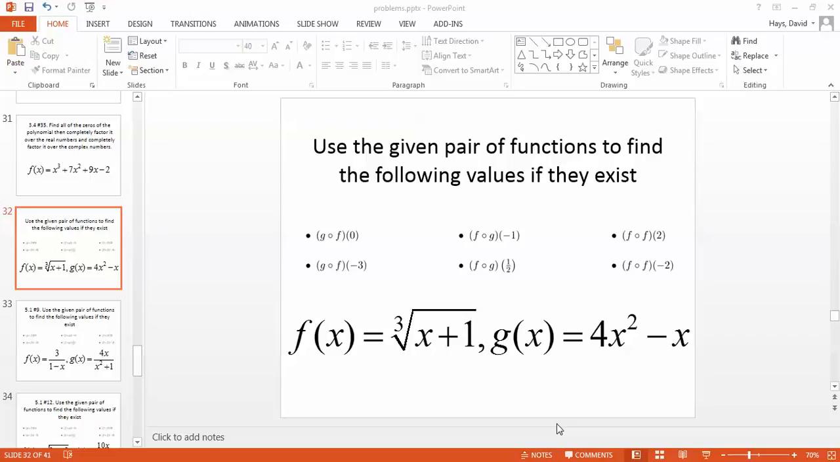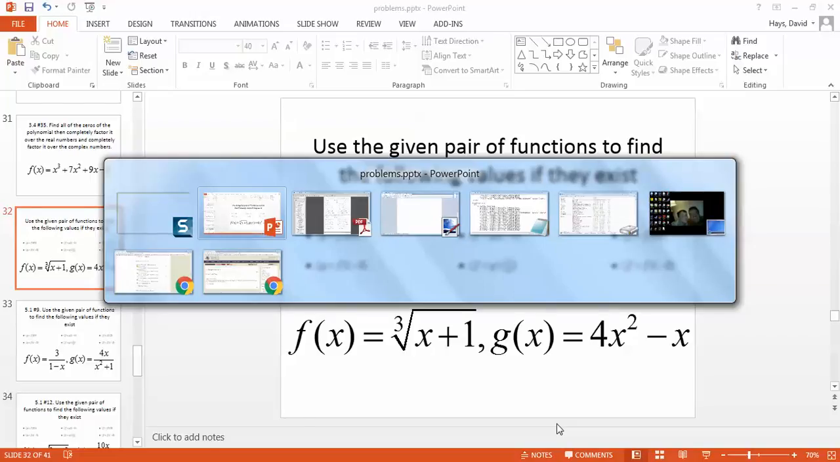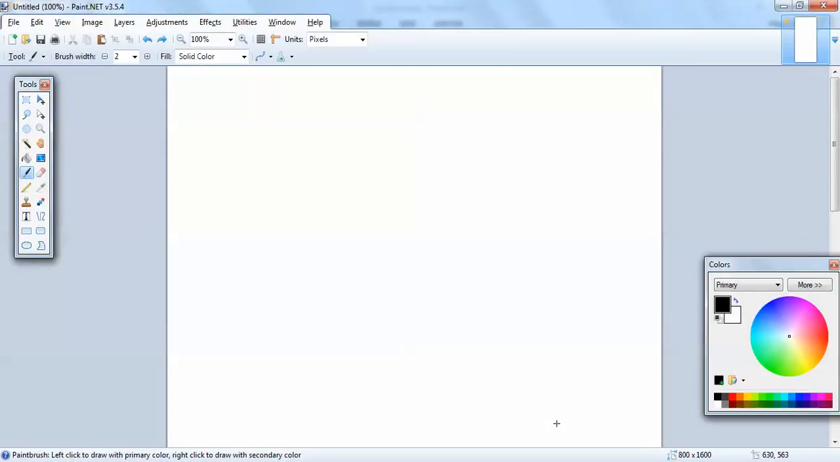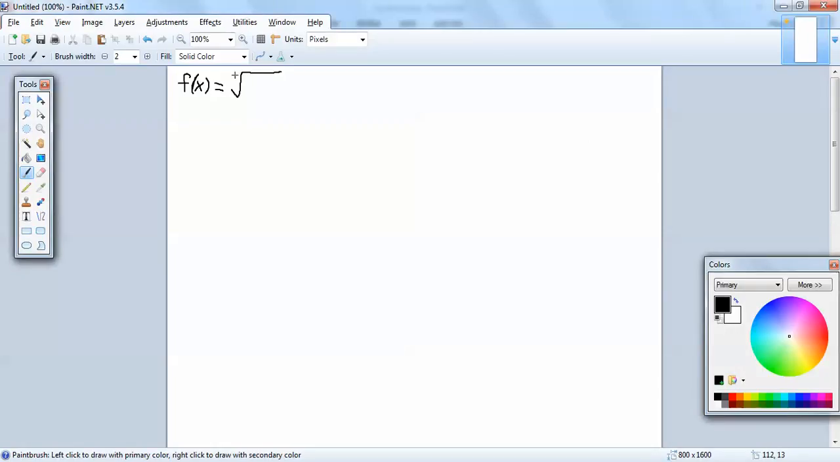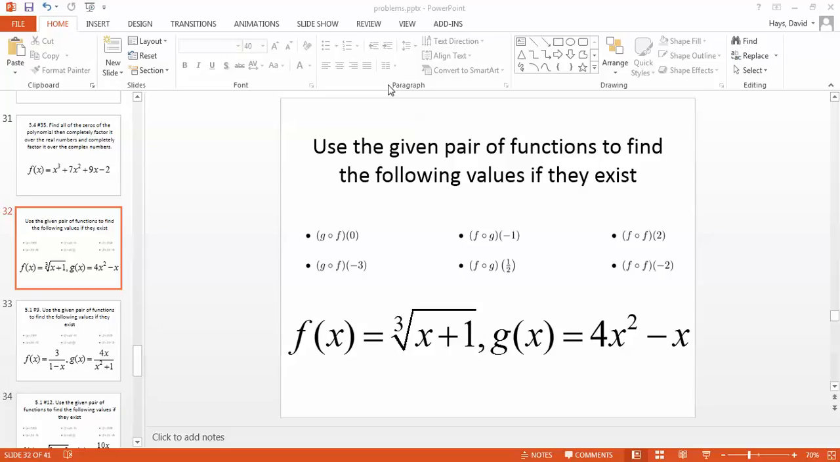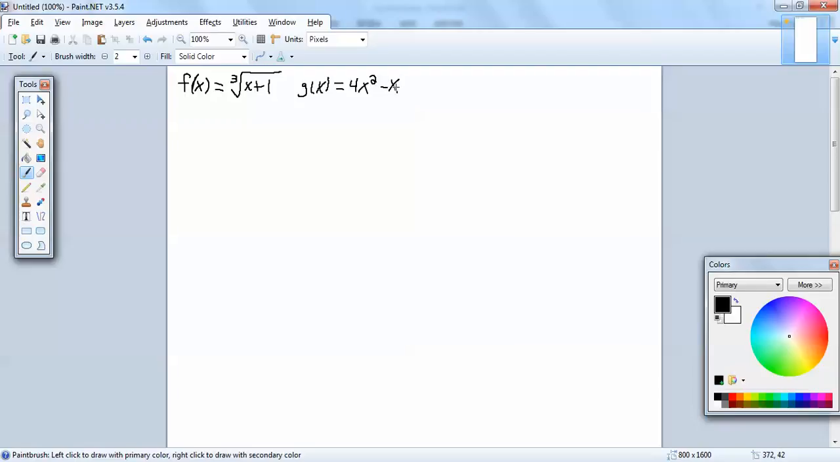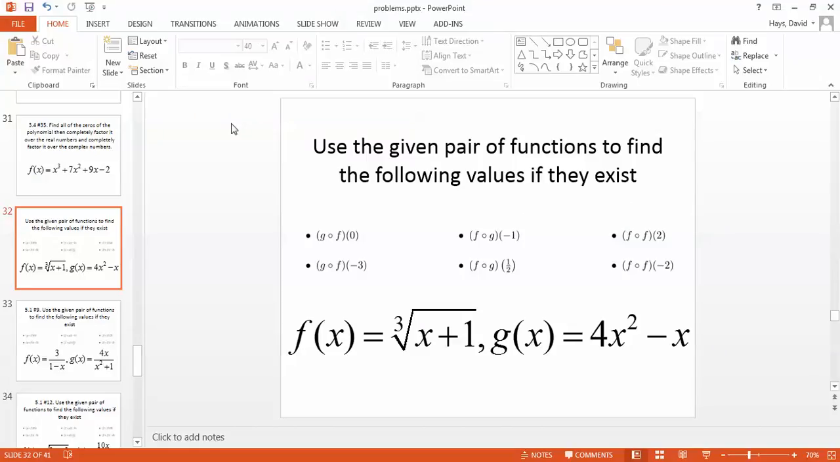Let's take a look at this problem. We've got f of x is equal to the cube root of x plus 1, and g of x is equal to 4x squared minus x. And we want to find our first part: g of f of 0, the composition of g and f.